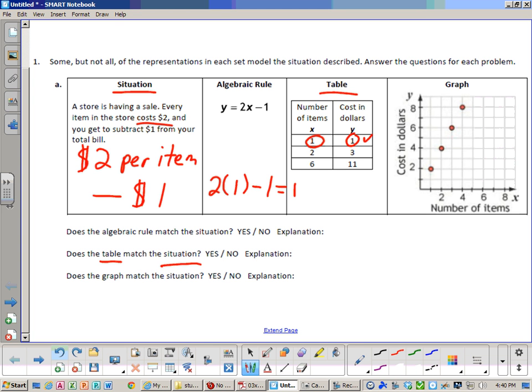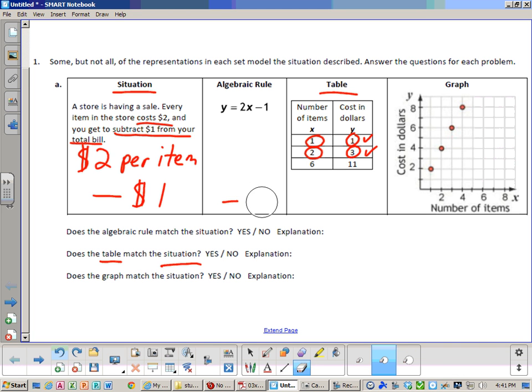Now, just because one works doesn't mean it works. It has to work for all of them for that table to be correct. So let me try the next one. This time we're going to buy 2 items, $2 per item. So 2 times 2 means it's $4. You have a $4 bill, but you get to minus $1 from your bill. So 4 minus 1 is 3. It worked out again.